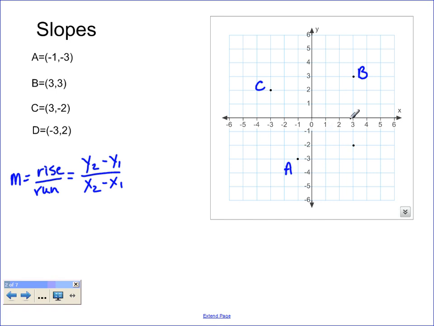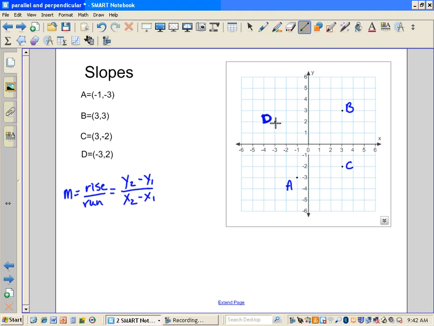I just made a mistake, I'm sorry. C is (3, -2). This is C down here. D is (-3, 2). My apologies. D is right here. Well, if we drew a line from D to C, and we drew a line from A to B, nice little intersection here.